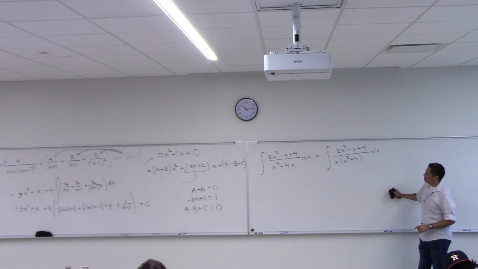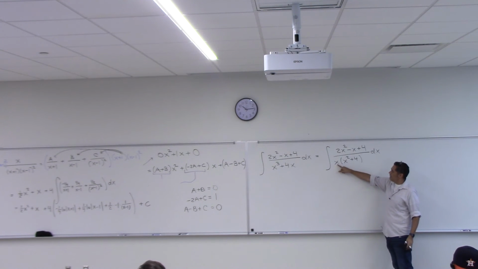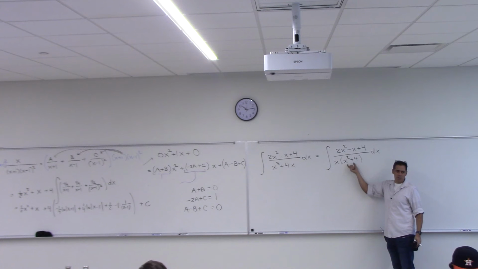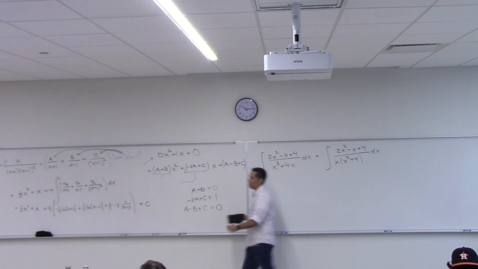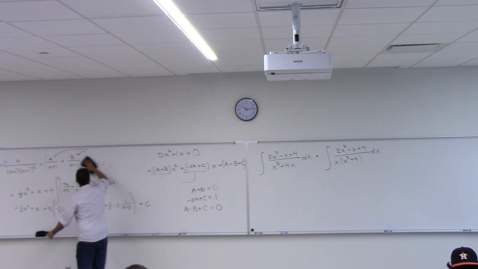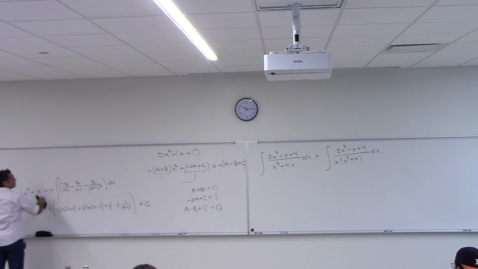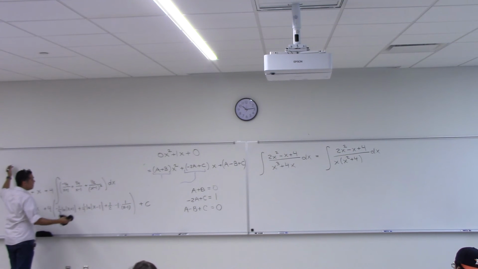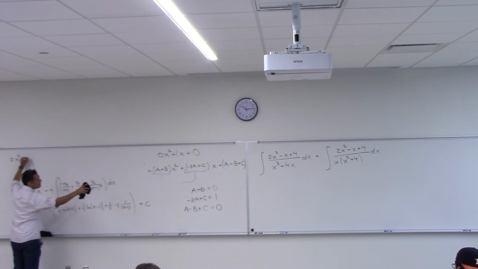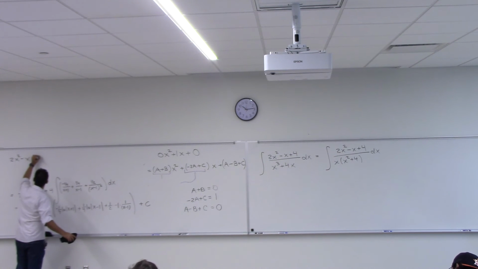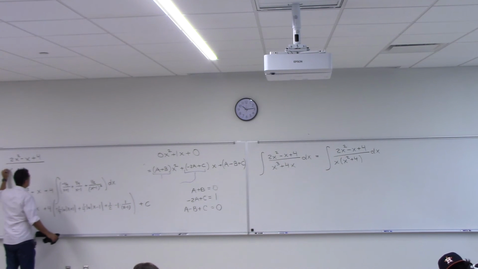Now, this is a linear factor, and this is an irreducible quadratic. X squared plus 4 doesn't factor. So I'm pretty much at a point where I'm ready to go to my partial fractions. I'm doing my partial fraction over here, with 2x squared minus x. I'm going to get back to the integral in a minute.